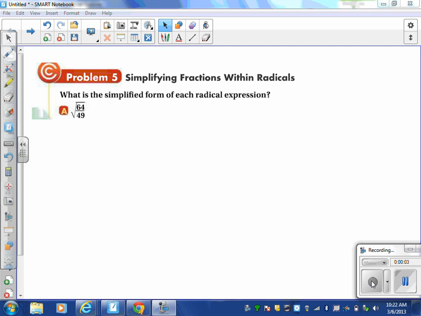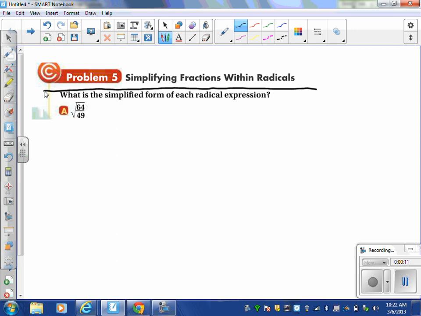Let's take a look at problem 5. Simplifying fractions within radicals. We are given the problem, the square root of 64 over 49.